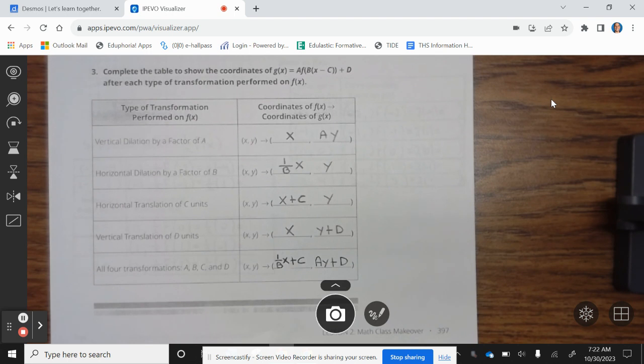All four transformations a, b, c, and d: 1 divided by b times x plus c, comma a times y plus d. All right, let's take a look at the next page.